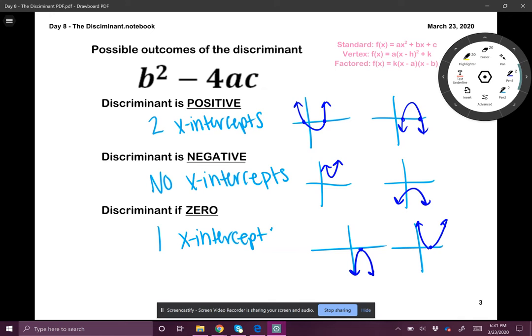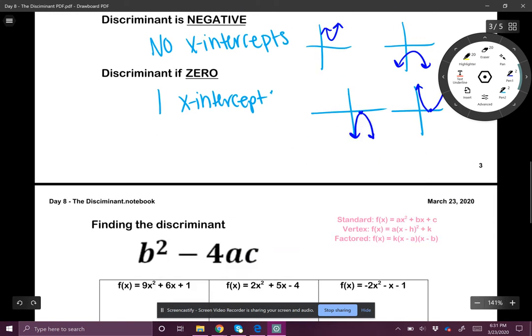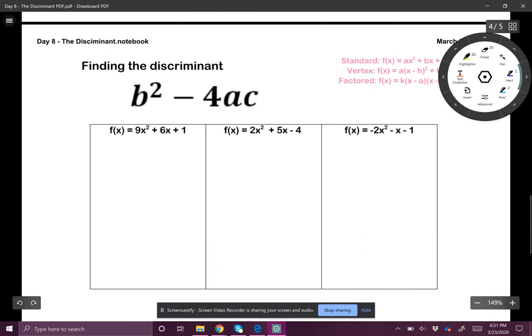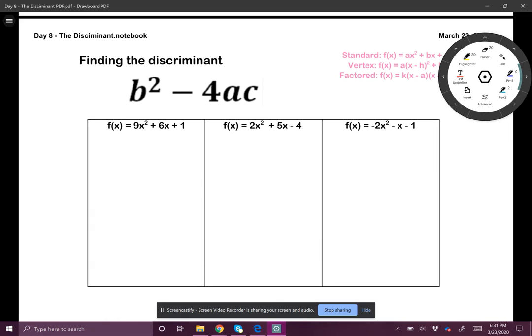So let's look at 3 examples to figure out if our quadratic is going to have 0, 1, or 2 x-intercepts. So here we go. Our first thing we're going to do for each one of these is identify what our a, b, and c are, so we can use the discriminant formula.